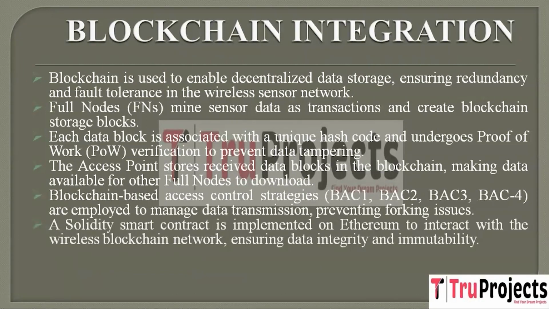And a Solidity smart contract is implemented on the Ethereum blockchain to interact with the wireless sensor network. This smart contract serves as a bridge between the network and the blockchain. It enforces rules for data integrity and immutability, ensuring that sensor data stored on the blockchain remains secure and unaltered. The contract enhances trust and reliability in the network.